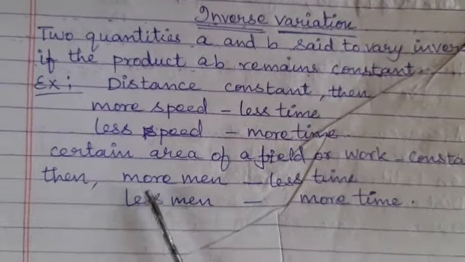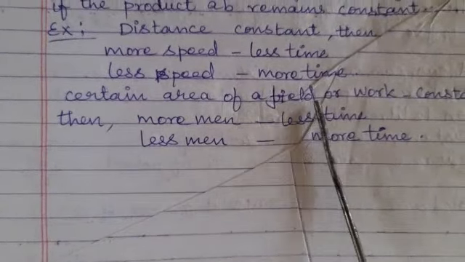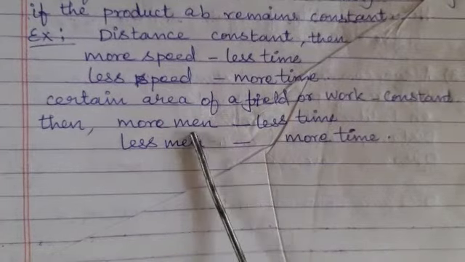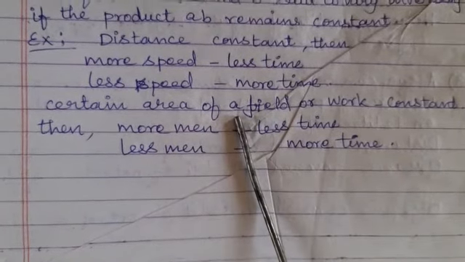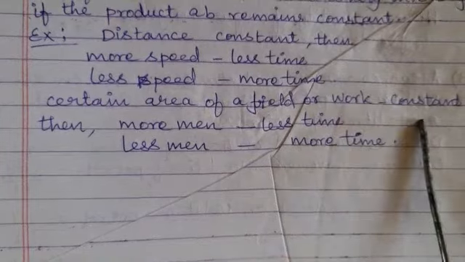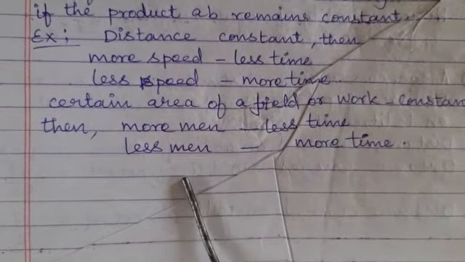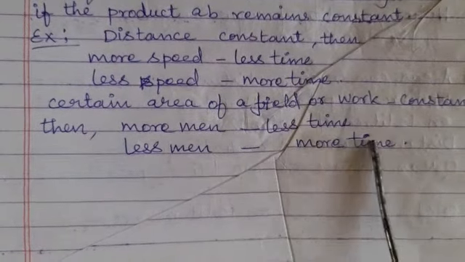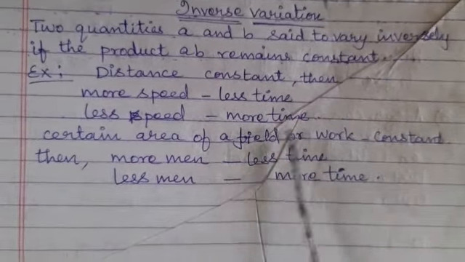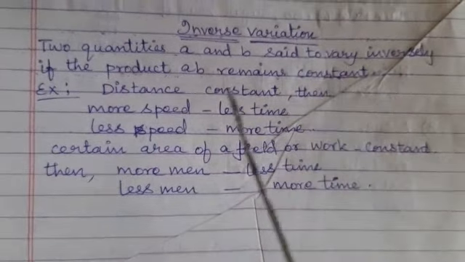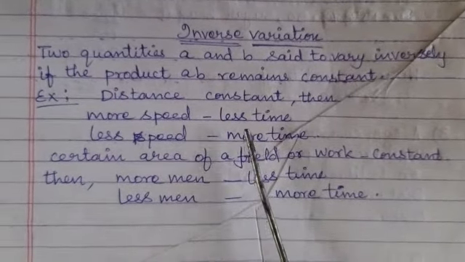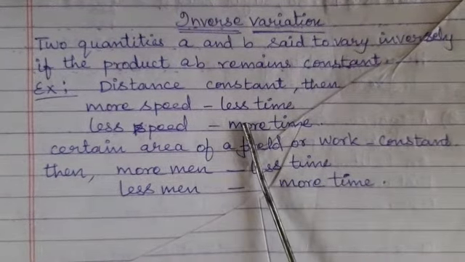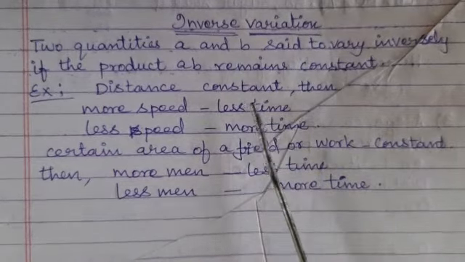In the same way, another example, a certain area of a field or work is constant. That means one room you have to clean. Then more men, less time. If you put 10 members, they will clean it in half an hour. If you put 5 members, they will take more time, that is 1 hour. So one is more, another one is less. Then in that case you will use inverse variation. So while reading the questions, you have to identify whether the question is direct variation or inverse variation. After identifying it, then you will apply the formula.